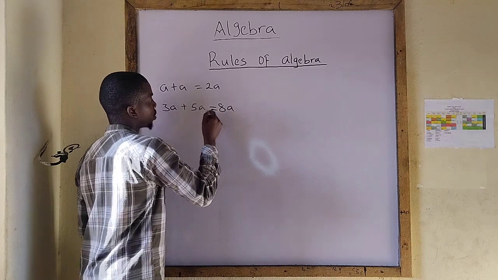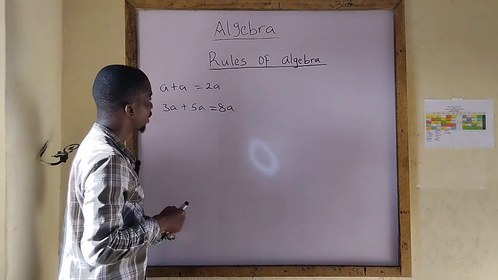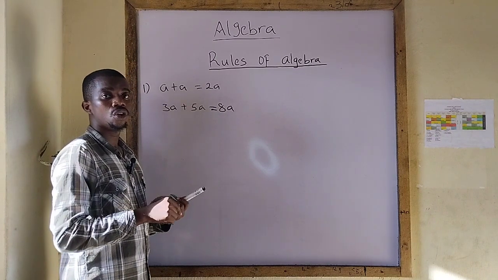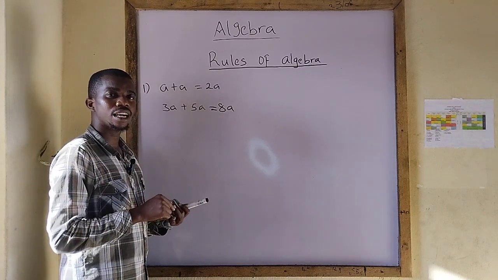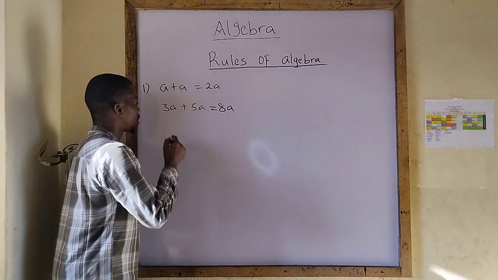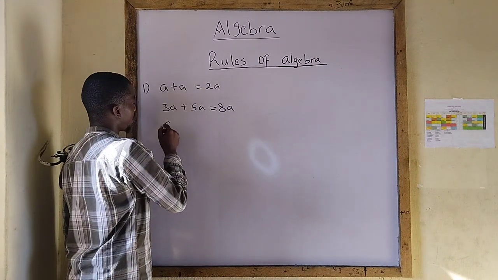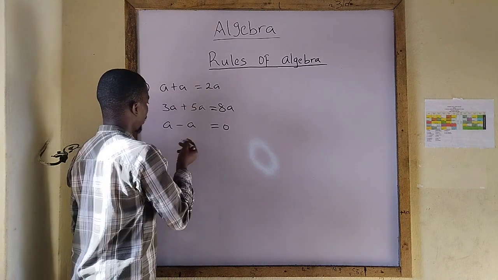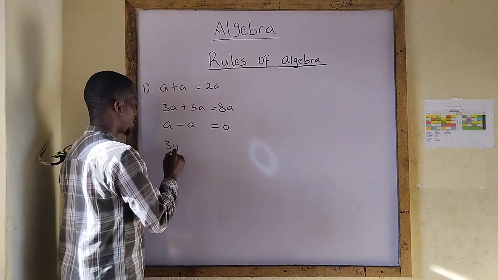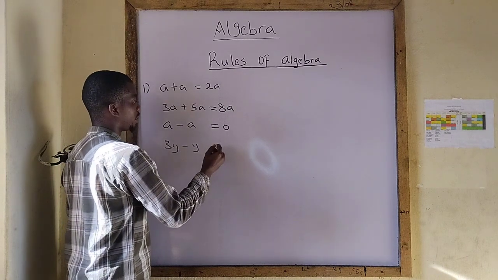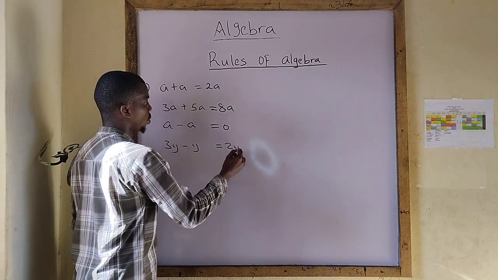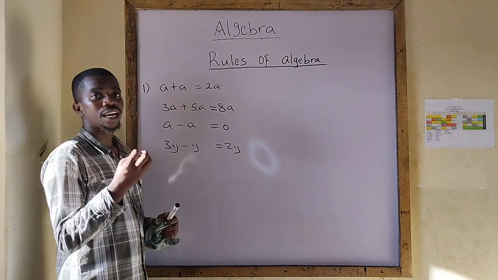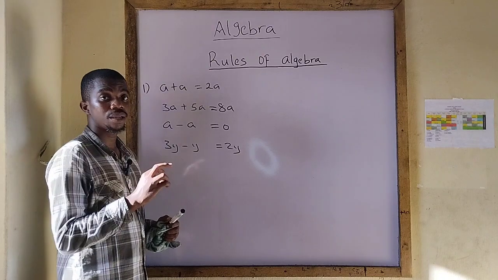Yes, we can only add or subtract alphabets of the same type, or numbers that carry alphabets of the same type. For example, we can subtract, say, a minus a, that's 0. Or we can subtract, say, 3y minus y, that is 2y. So we can subtract or add alphabets of the same type.